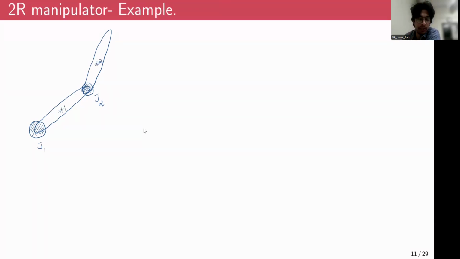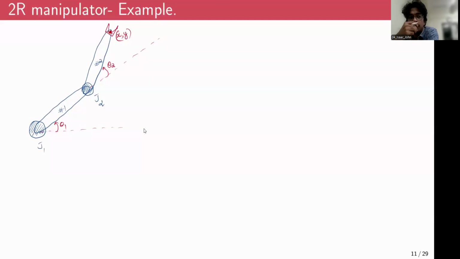And I need two parameters to fully define the configuration of this arm. So I'll call the first parameter theta1. Let it be this angle. And I'll call the second parameter theta2, that is this angle. And at the tip of the second link, you have the end effector, which can be a gripper. So I'll denote the coordinates of this gripper as x comma y.